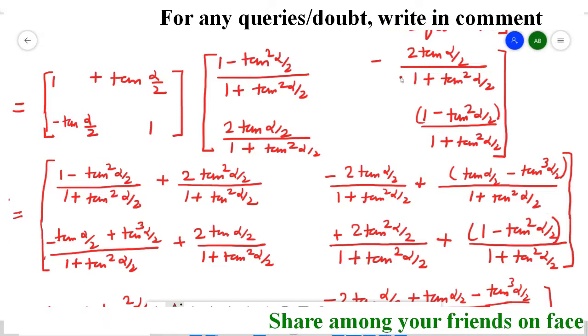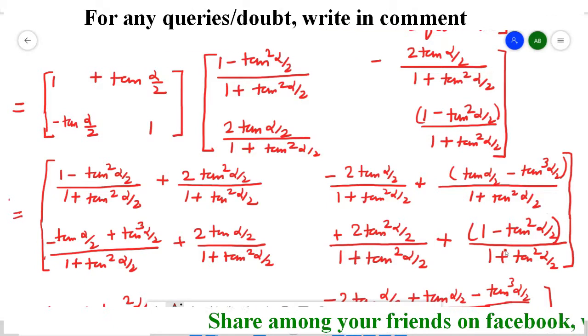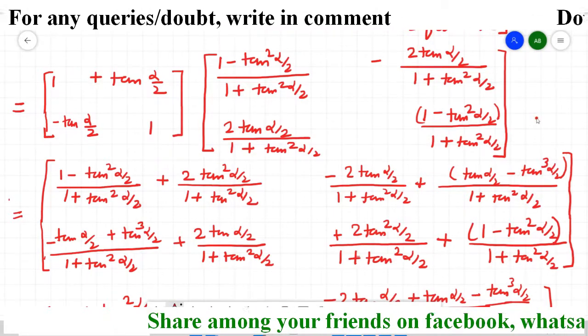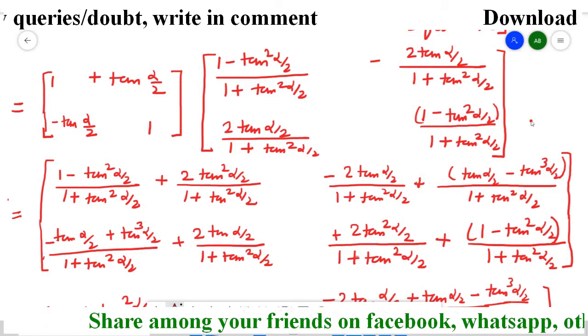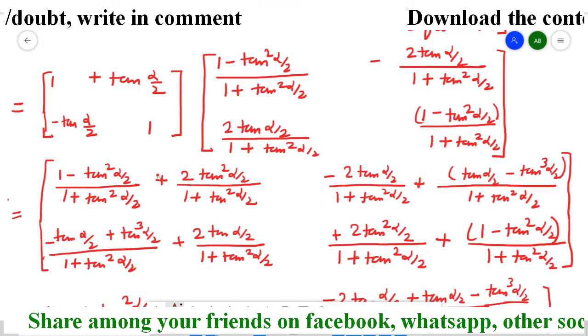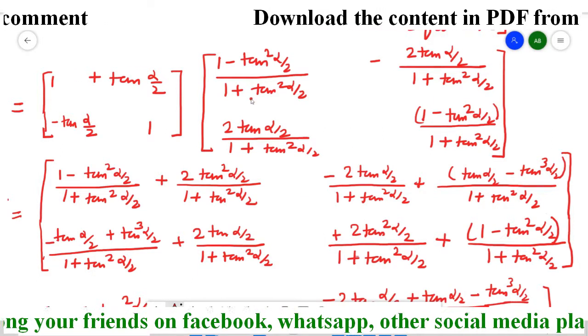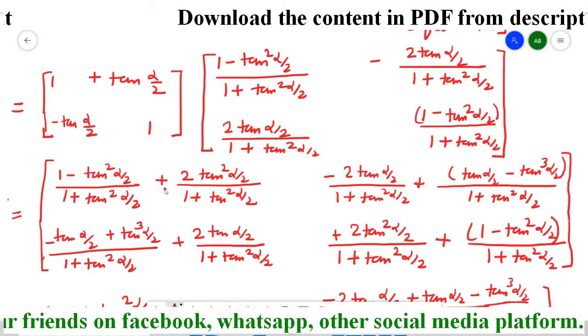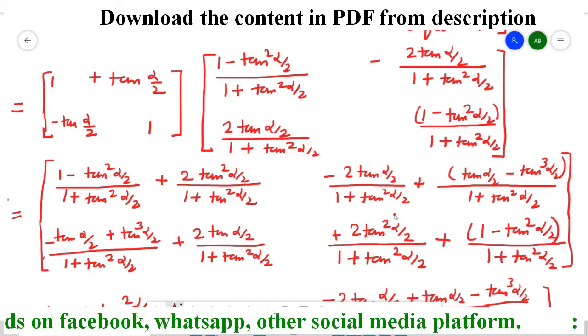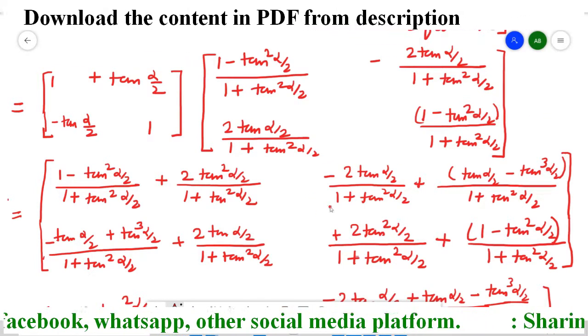Then 1 will multiply by this term, so this term will come as it is. So it's simply the product of two matrices. I hope it's clear to you. Once you write it and try to do it on your own, you will achieve these steps very easily. Now, calculations.